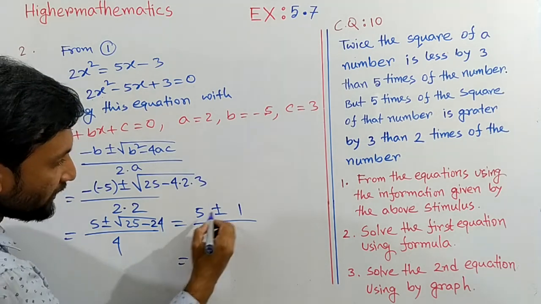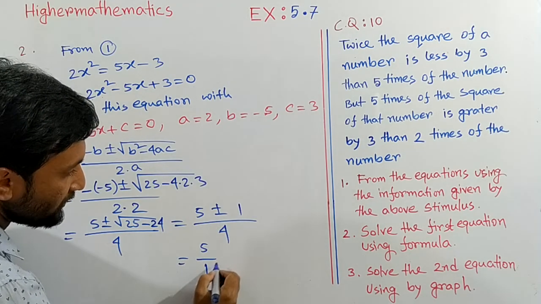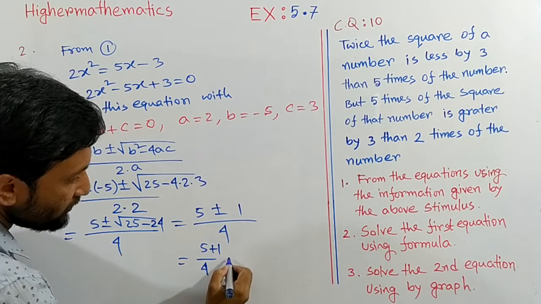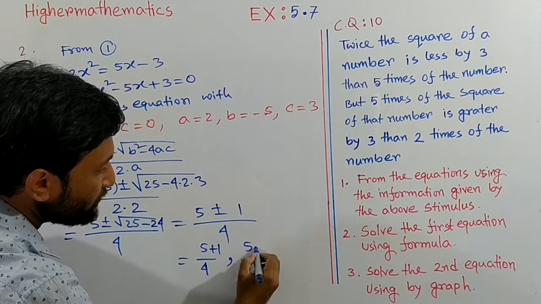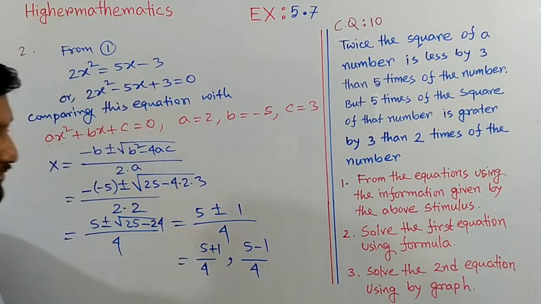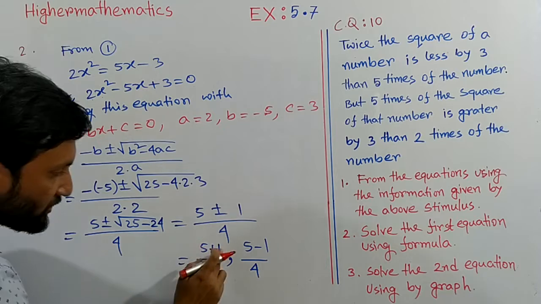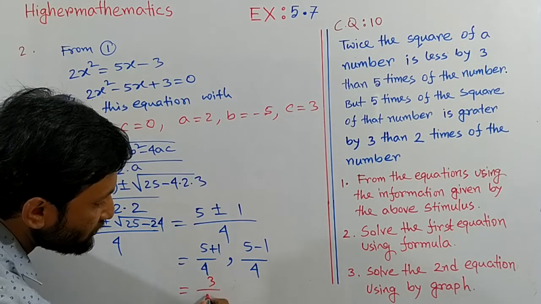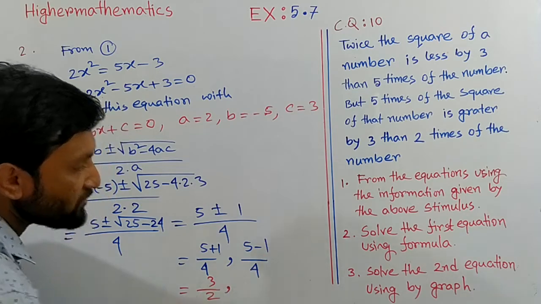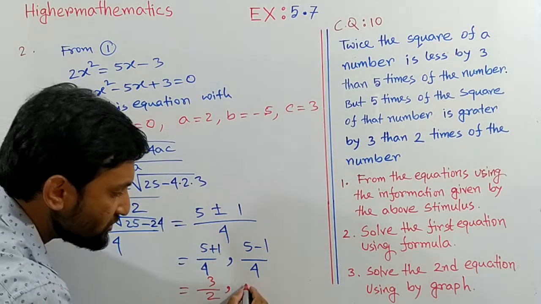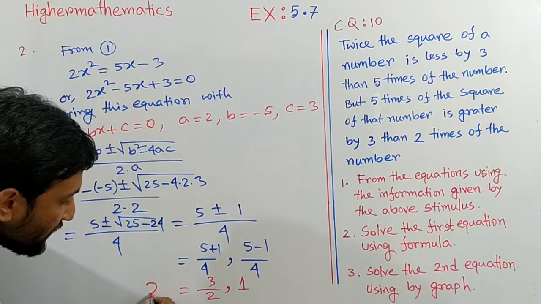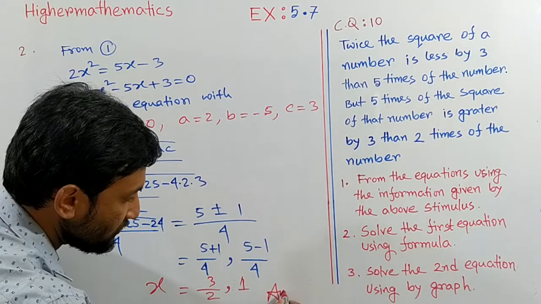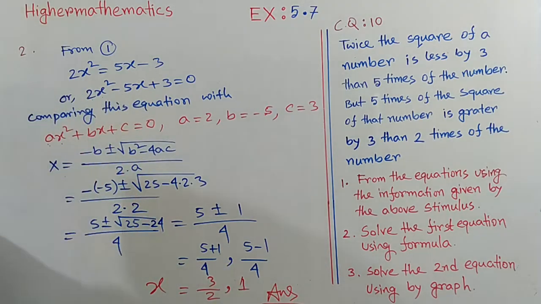So we can say that x = (5 + 1)/4 and the other value is (5 − 1)/4. The value is 5 + 1 = 6, so 6 by 4, that means 3 by 2, and then 5 − 1 is 4, so 4 by 4 is 1. So the required solution is x equal to 3 by 2 and 1. This is our answer. I hope everybody is clear.